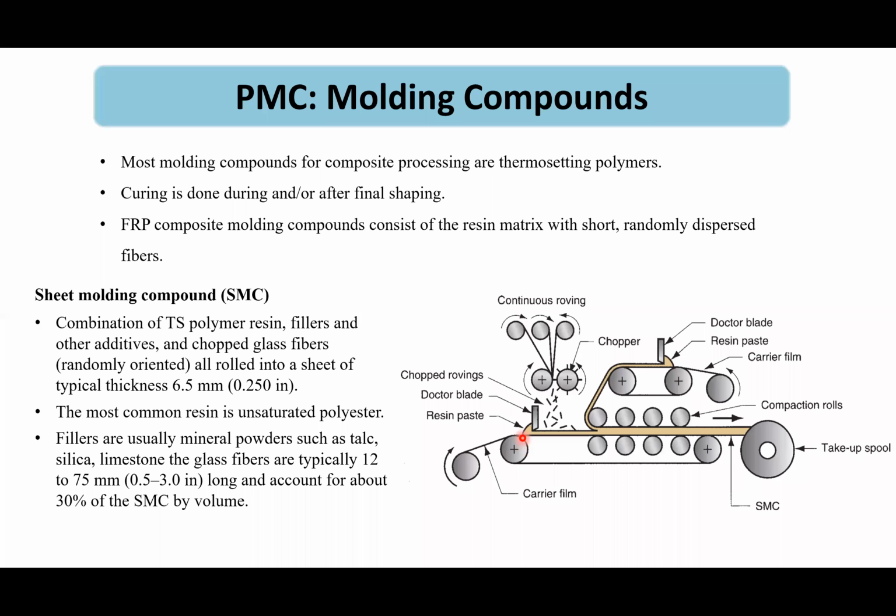The bottom carrier film also carries the resin from another place where a doctor blade is used to maintain the thickness of the resin on the tape. The same thing is happening in the top part. Chopped rovings are placed in between the two sheets, and then rollers are used to compress and mix the fibers into the resin paste, and then curing occurs in this region. After curing, you take it up on the take-up spool.